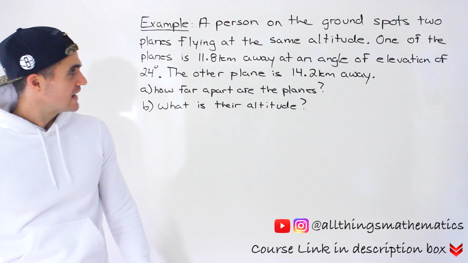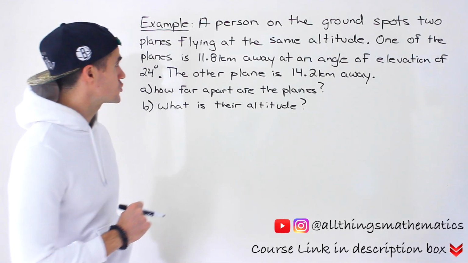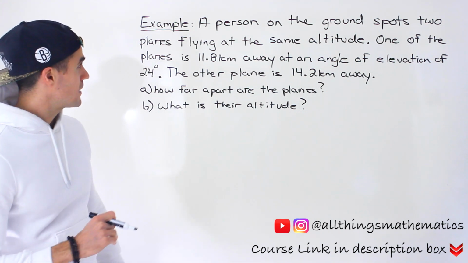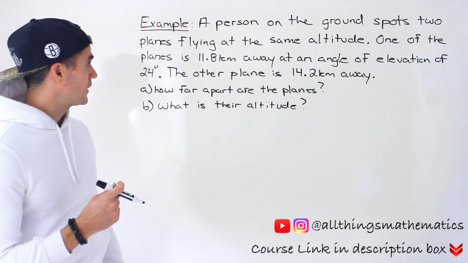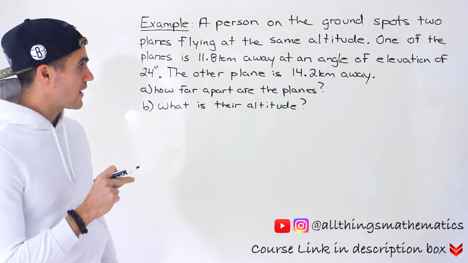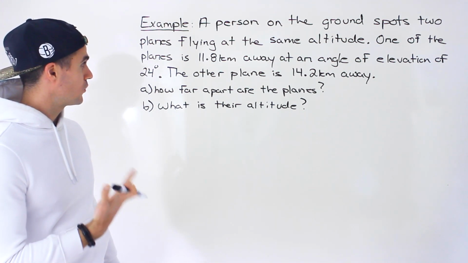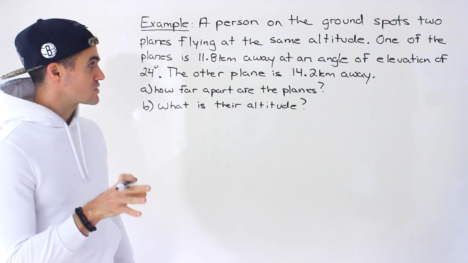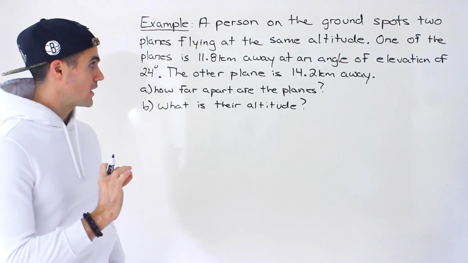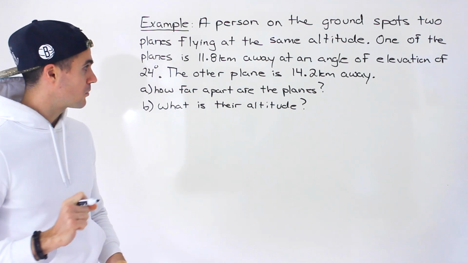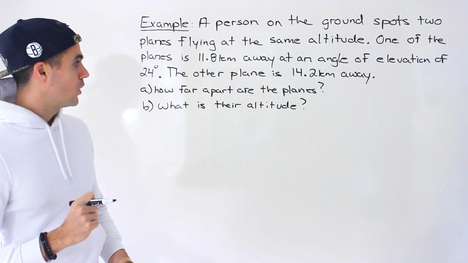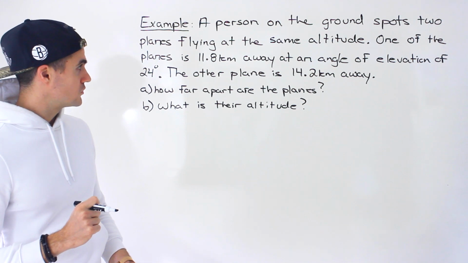Moving on to the next word problem dealing with trigonometry. A person on the ground spots two planes that are flying at the same altitude. One of the planes is 11.8 kilometers away at an angle of elevation of 24 degrees. The other plane is 14.2 kilometers away. With that scenario, two questions. Part A, how far apart are the planes? Part B, what is their altitude?